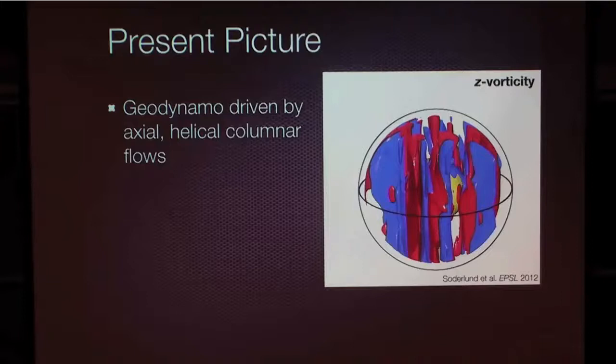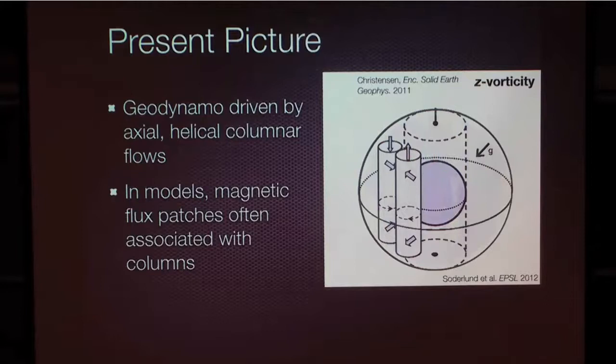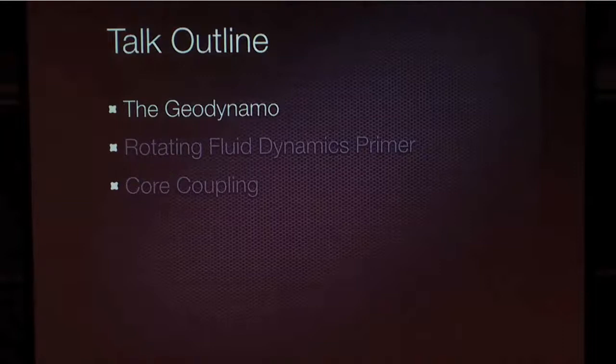Okay, so in the models, what you see is that we have these big, roughly helical columns. They're massive in the models. And associated with those are magnetic flux patches. Hopefully, I'll get that far tomorrow. And so there is a mapping between these large-scale structures and the large-scale field. And that was brief. And that is the zeroth order picture, is that we have these large-scale flows, axial columns.